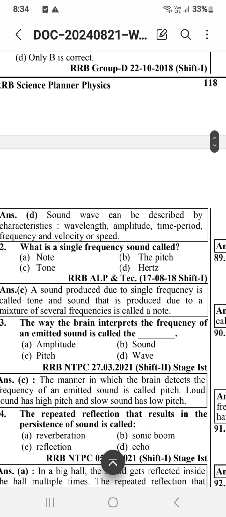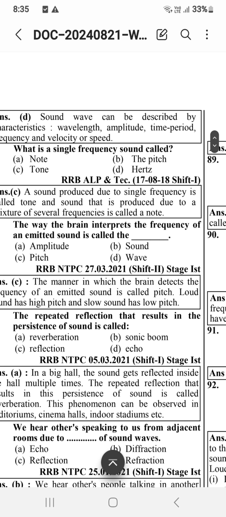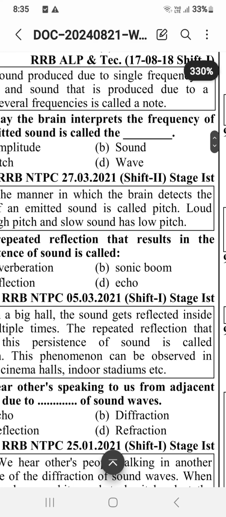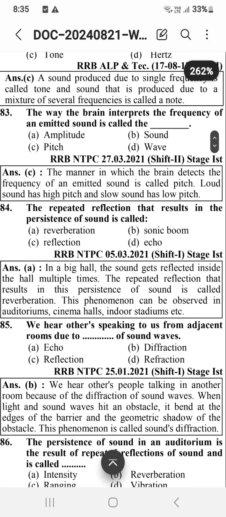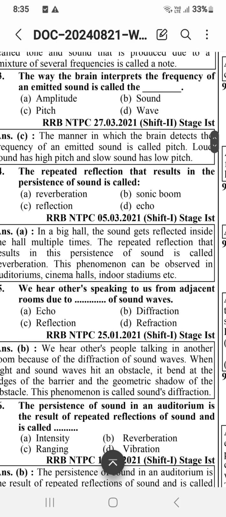The repeated reflection that results in the persistence of sound is reverberation. We hear others speaking to us from an adjacent room due to diffraction of the sound. The persistence of sound in an auditorium is the result of the repeated reflection of the sound and is called reverberation.